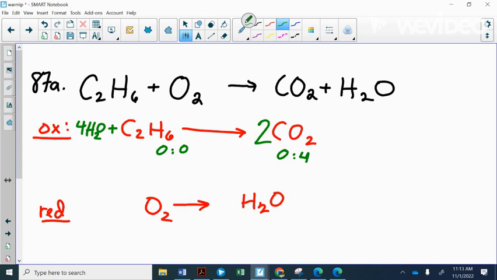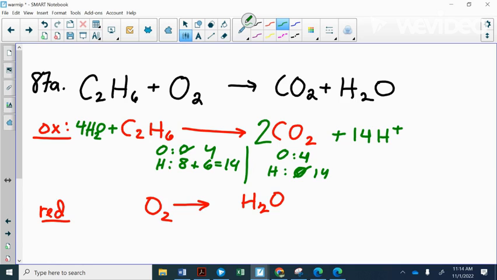Now I balance hydrogens using the hydrogen ion. So we got to count them. There's 8 in water plus 6 in the C2H6. So that's 14 on that side. How many H's are on this side? 0. So I go to this side that needs the H's, and I add 14 hydrogen ions to balance my H's. See, now I have 14, right? 4 O's.